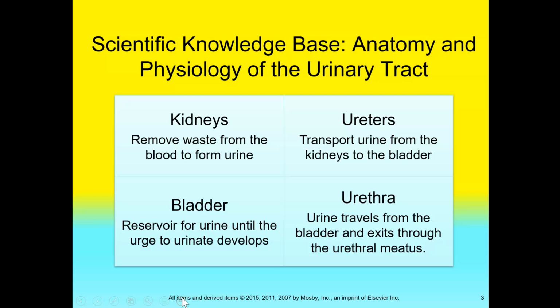So you have the kidneys, then the ureters, and then the ureters flow to the bladder, which is the reservoir for urine until the urge to urinate, when the bladder gets full. For instance, I shared with you that my father had bladder cancer and they actually had to take his bladder out. So you can imagine that was a pretty serious surgery.